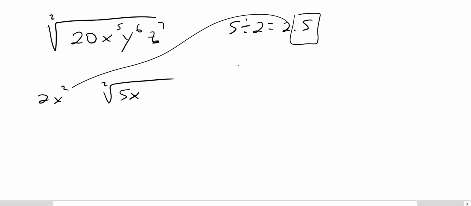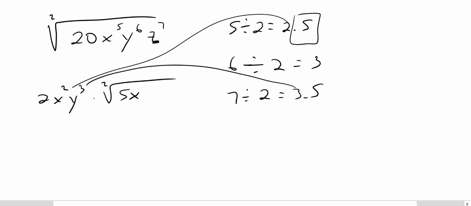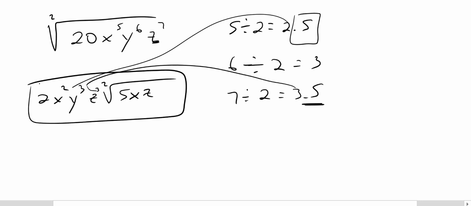So look at the y to the 6th. 6 divided by 2 is 3. There's no remainder. So it's y cubed. And then z is 7 divided by 2. That gives you 3.5. So the 3 is going to be z cubed, and there's a remainder, so there's a z left inside the radical. So that's my final answer, guys, is this right here.